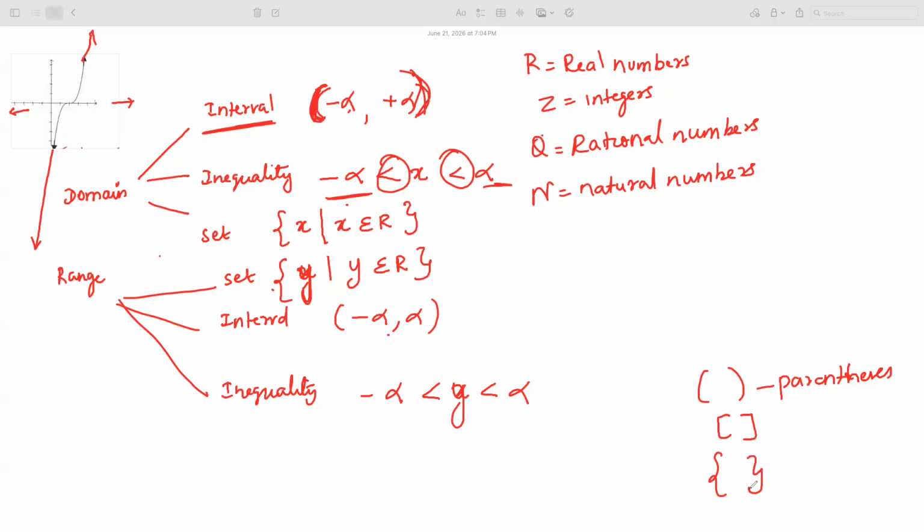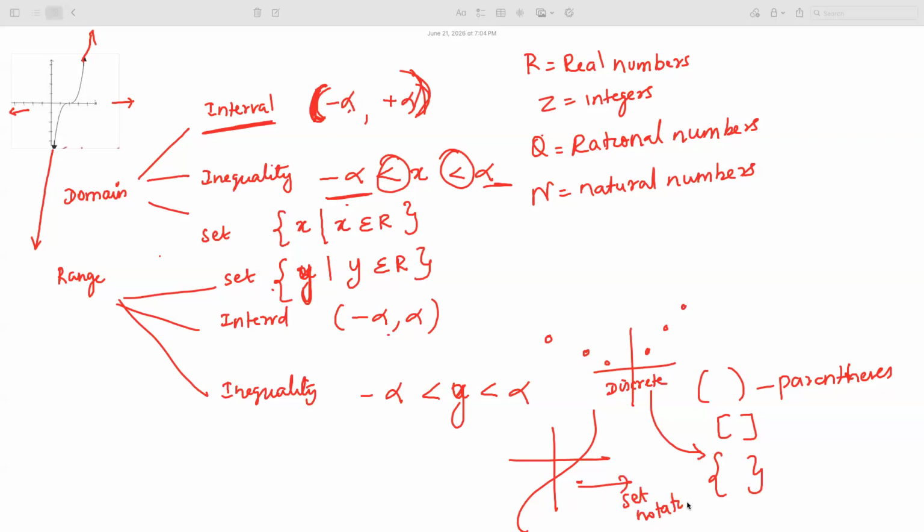This is a square bracket. Square brackets come when there is an equal to sign. This is always used either in set notation or to write out the domain and range of discrete functions. What are discrete functions? This is a continuous function. A function that's not defined at every x is a discrete function. Whenever you write the domain and range of a discrete function, you use this. In a continuous function, whenever you write in set notation, you use the curly braces.